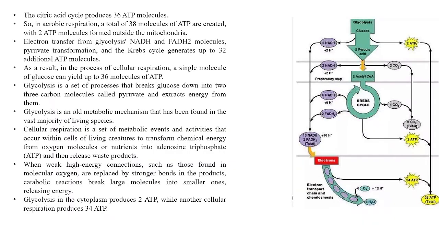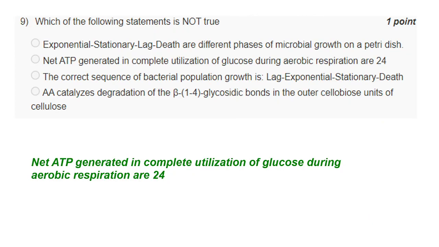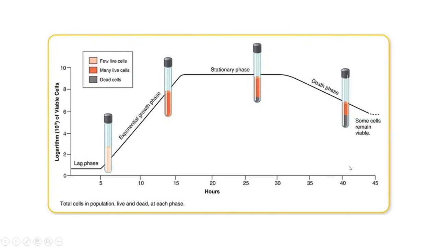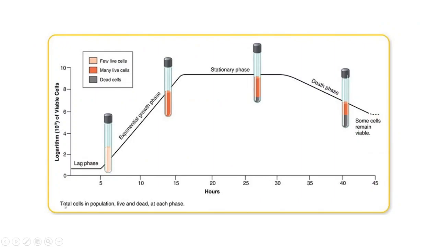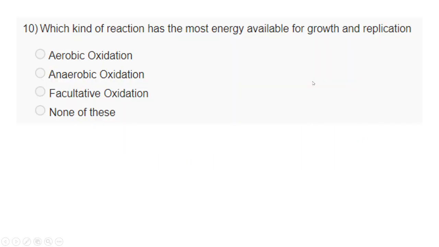And as we talked about the bacterial growth curve a few slides ago, a bacterial growth curve does have a lag phase, an exponential growth phase, then a stationary phase, and a death phase. These are very prominent phases of a bacterial growth curve, and total cells in the population can be seen from the diagram, the sketch over here. So this statement is also correct, and the sequence is also correct. First it's lag, then exponential, then stationary, then death.